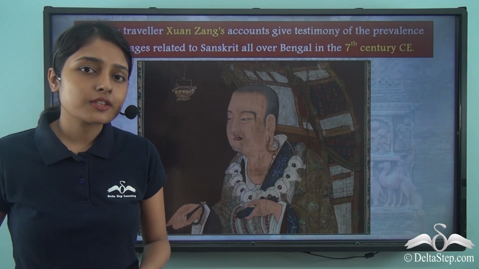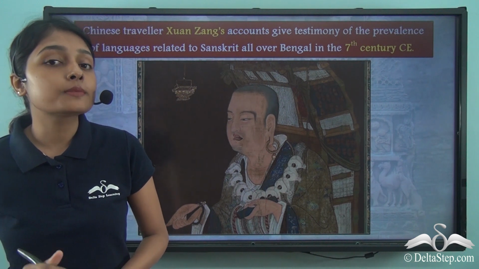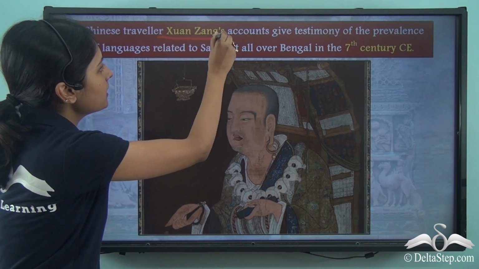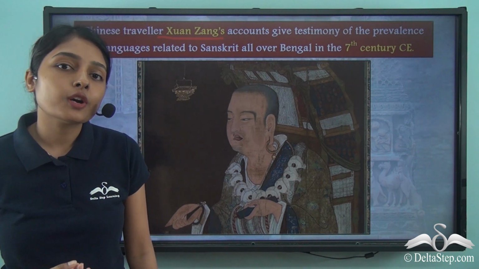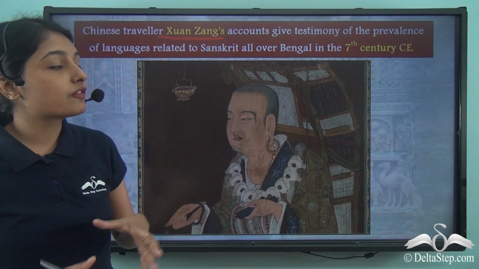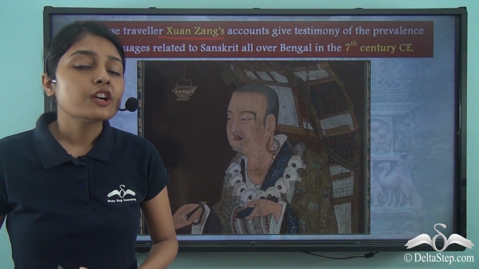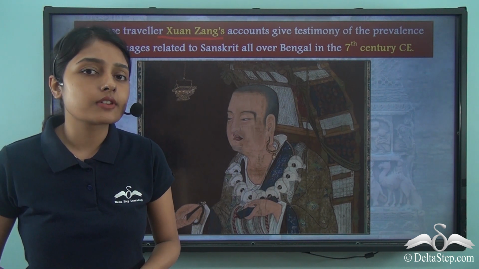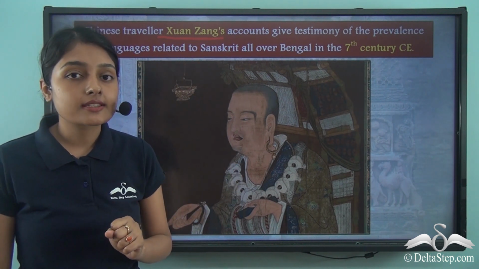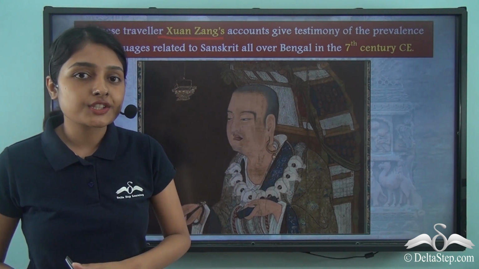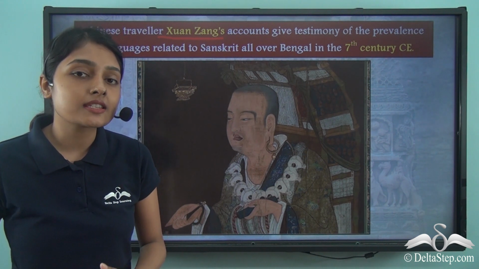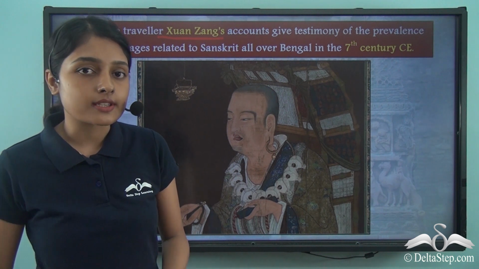Now we get to know about this process of Sanskrit entering Bengal from different foreign accounts. Now foreign accounts of the Chinese traveler Xuanzang give us very important and relevant information as to how Sanskritic languages made their way to Bengal. Earlier on, around 500 BCE, we learned that Sanskrit was not used by the people of Bengal. But these Chinese travelers' accounts that could be dated to 7th century CE tell us that by this time the people of Bengal had already started using Sanskrit and various other Sanskritic languages.